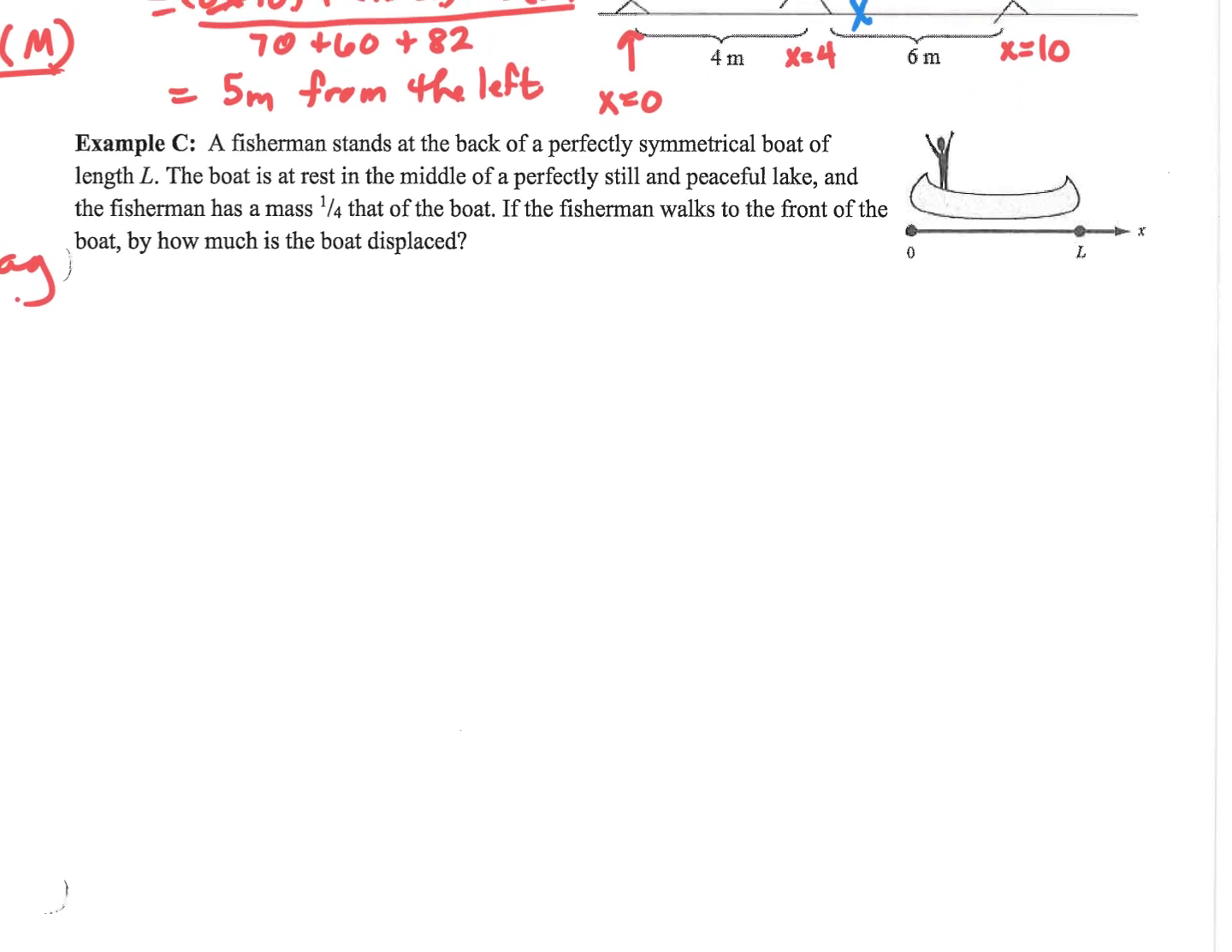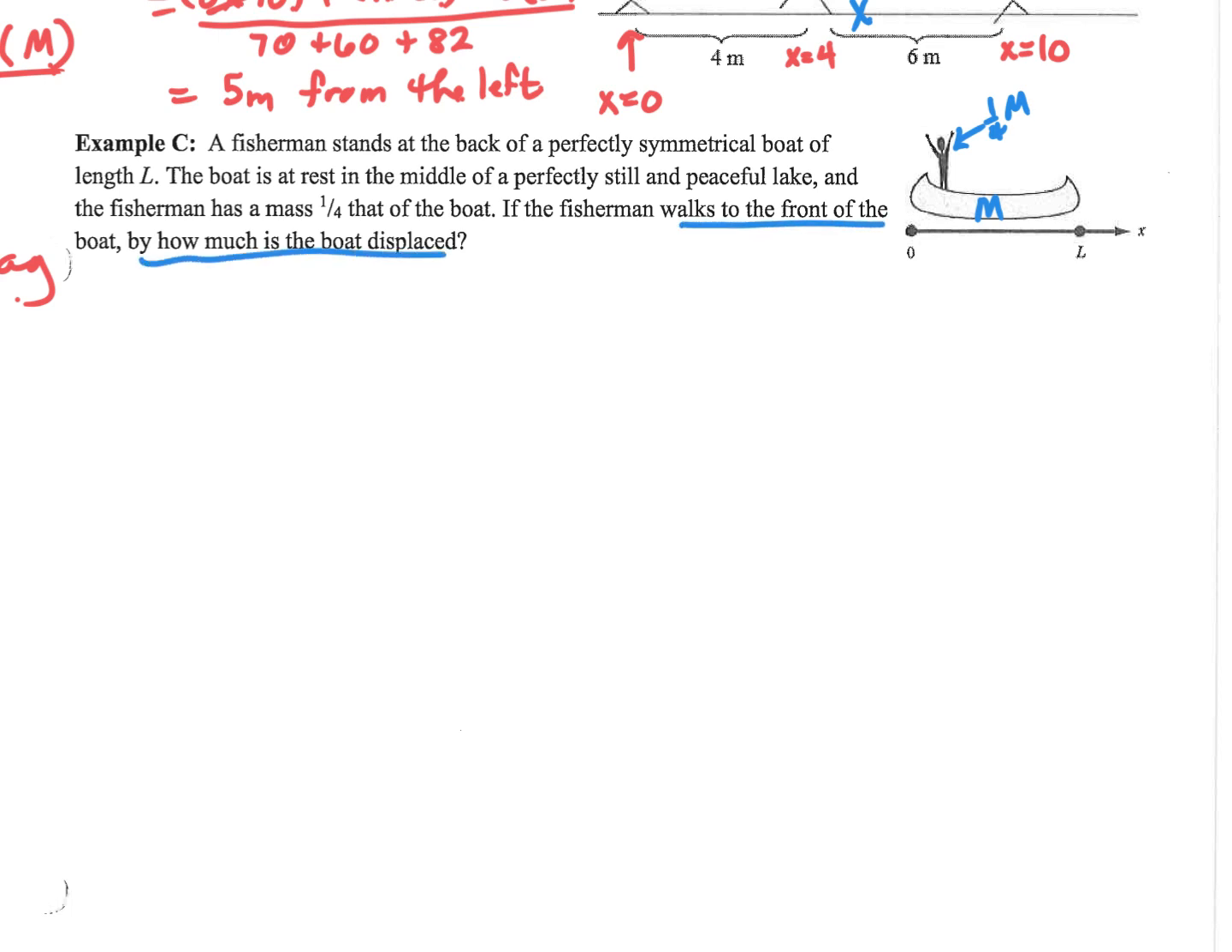So here we go. Fisherman stands at the back of a perfectly symmetrical boat of length L. The boat is at rest in the middle of a perfectly still and peaceful lake. Just listen to the birds singing. It's wonderful. The fisherman has a mass 1/4 that of the boat. So if the mass of the boat is m, his mass is 1/4 m, or m over 4, okay? If the fisherman walks to the front of the boat, by how much is the boat displaced?